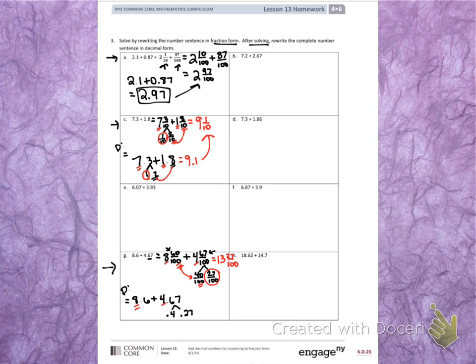I have an 8 plus a 4. It's going to make 12. This right here, 6/10 and 4/10 makes 1. So 8 plus 4 again was 12, plus 1 makes 13. And we still have our 27/100. 13 and 27/100, which is the same thing we got as a fraction answer.